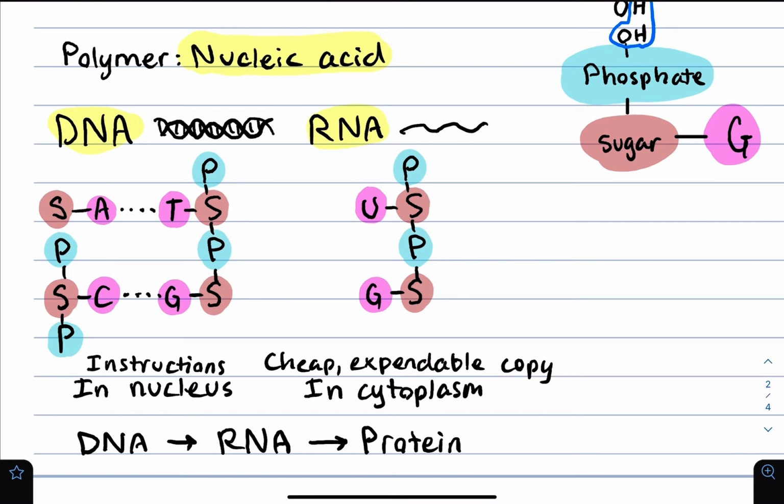And then we need to know what the heck do these things do. Because we knew that carbs did energy storage, we knew that proteins did a lot of crazy things, including catalyzing reactions as enzymes. What do DNA and RNA do? You probably know that DNA stores genetic information.